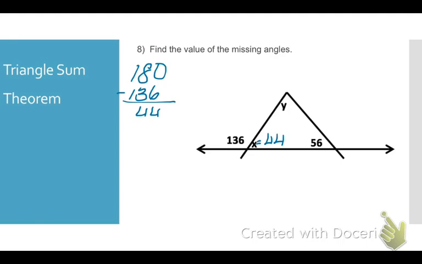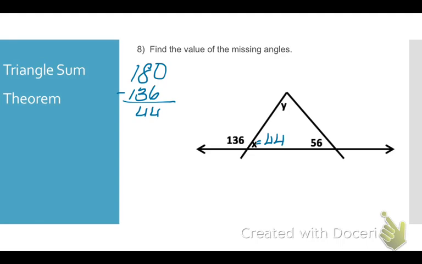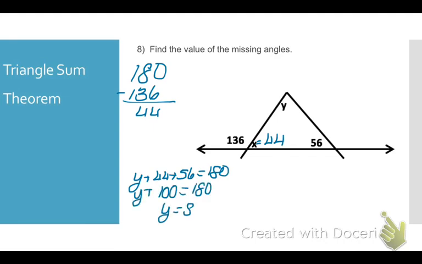And then I know that all of the angles added together, y plus 44 plus 56, must equal 180. Going to combine like terms and solve this equation and find that y equals 80 degrees.